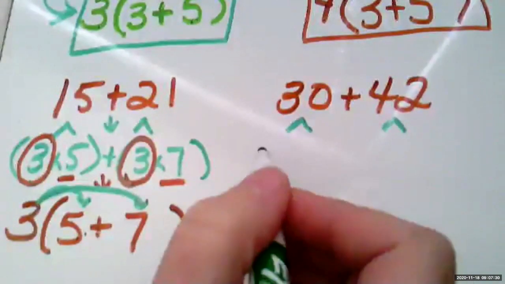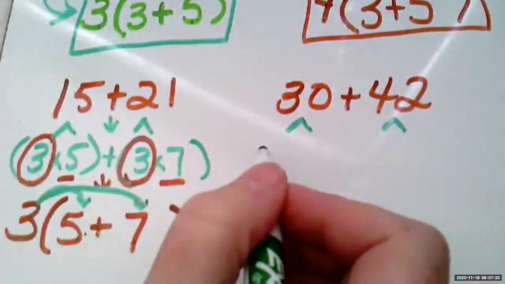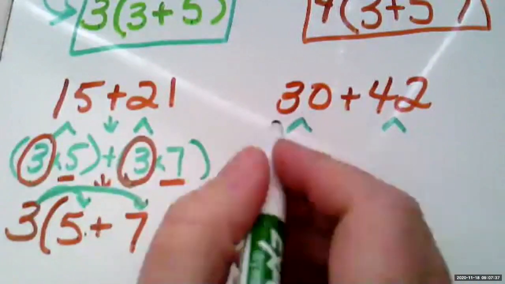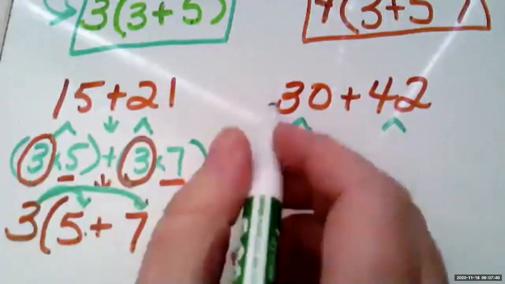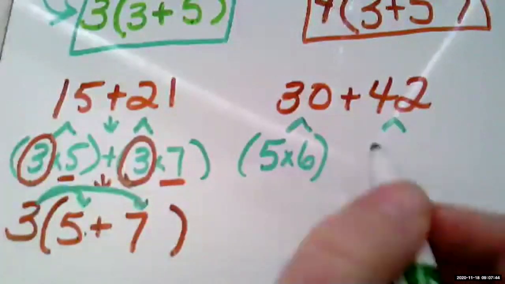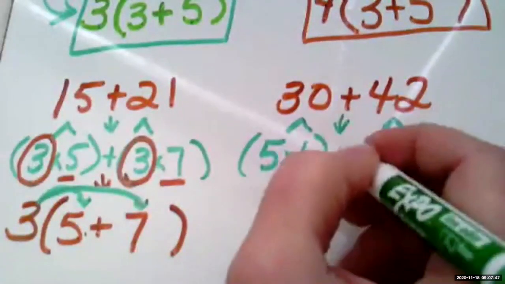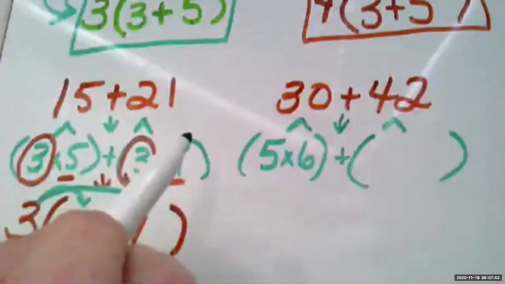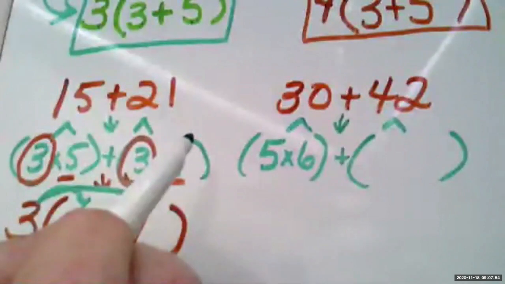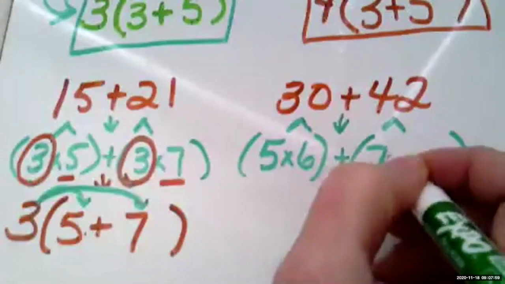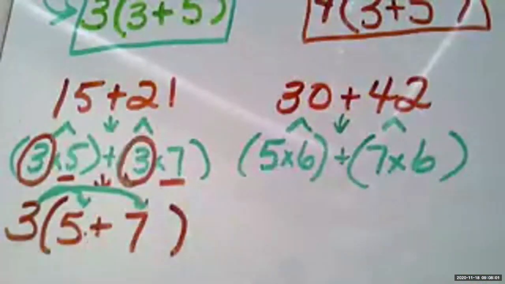I see a couple of options here. Most people look at 30 and say, hey, 5 goes into 30. So I'm going to pick 5 times 6 to go into 30, plus, don't forget the plus sign, two numbers that multiply together to equal 42. Yep, there you go. 7 times 6 is 42. And find the factor that they have in common.